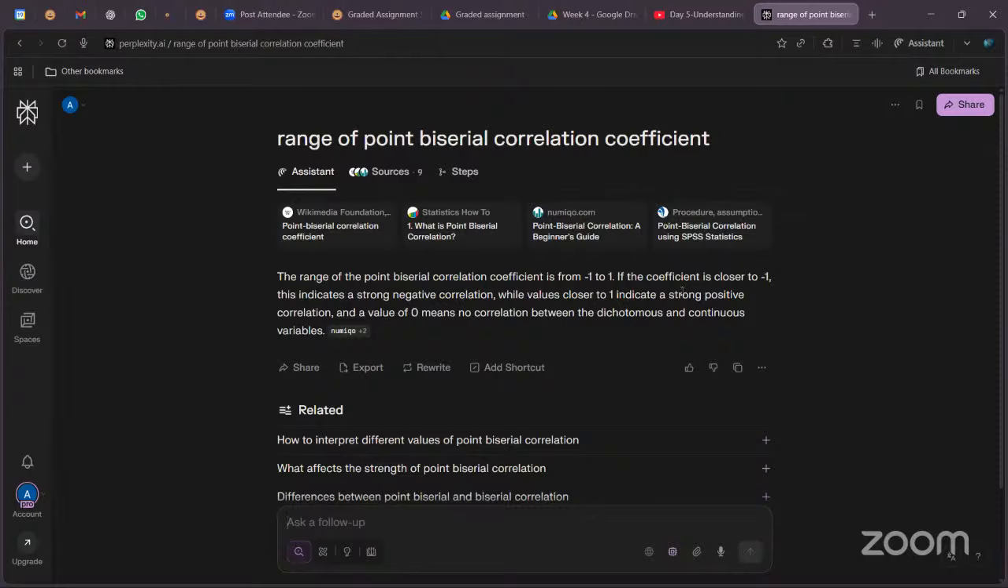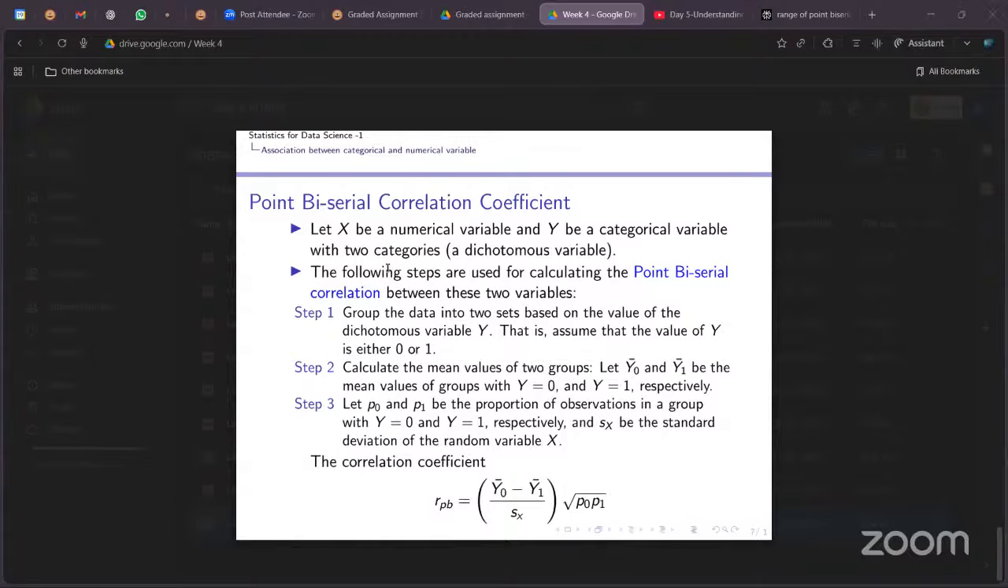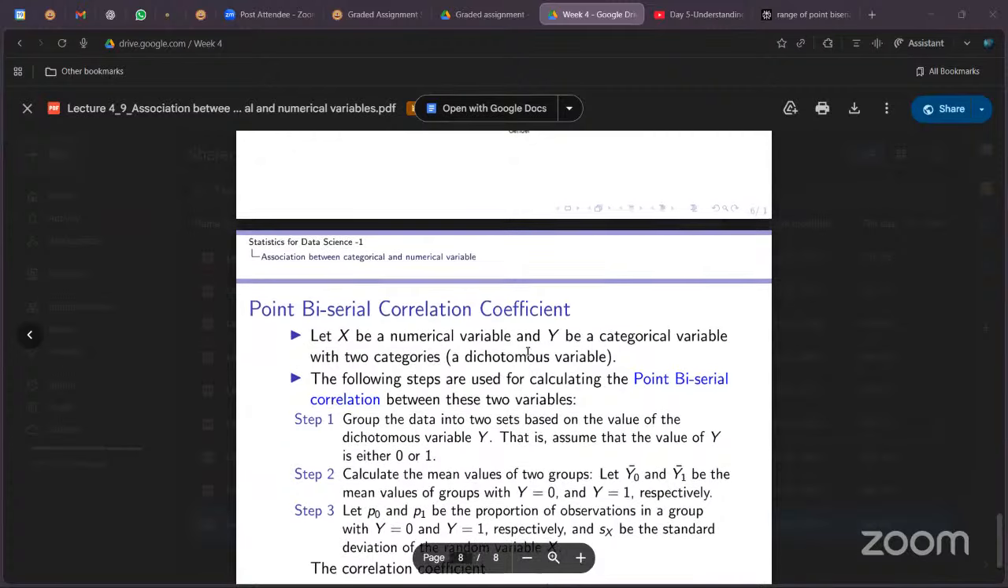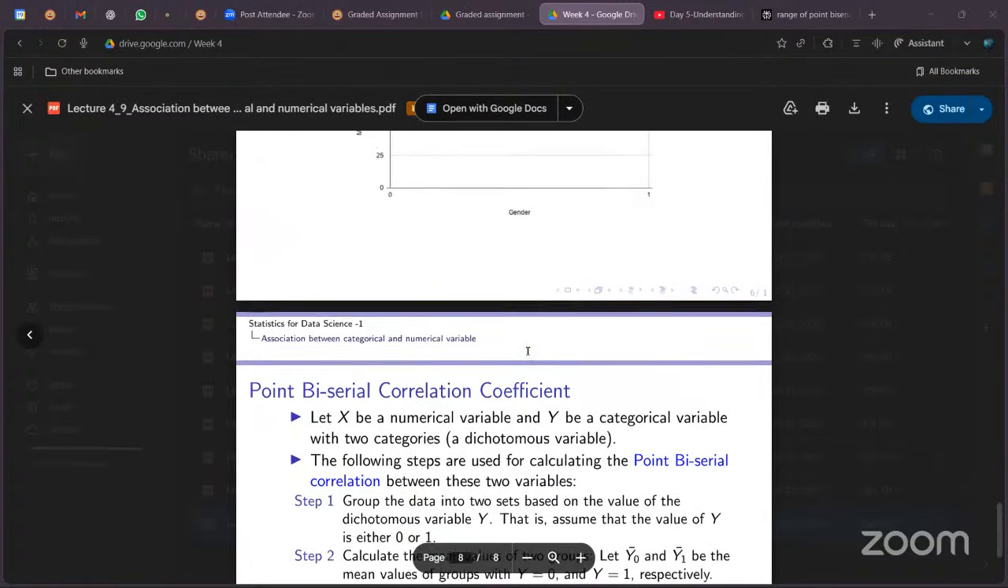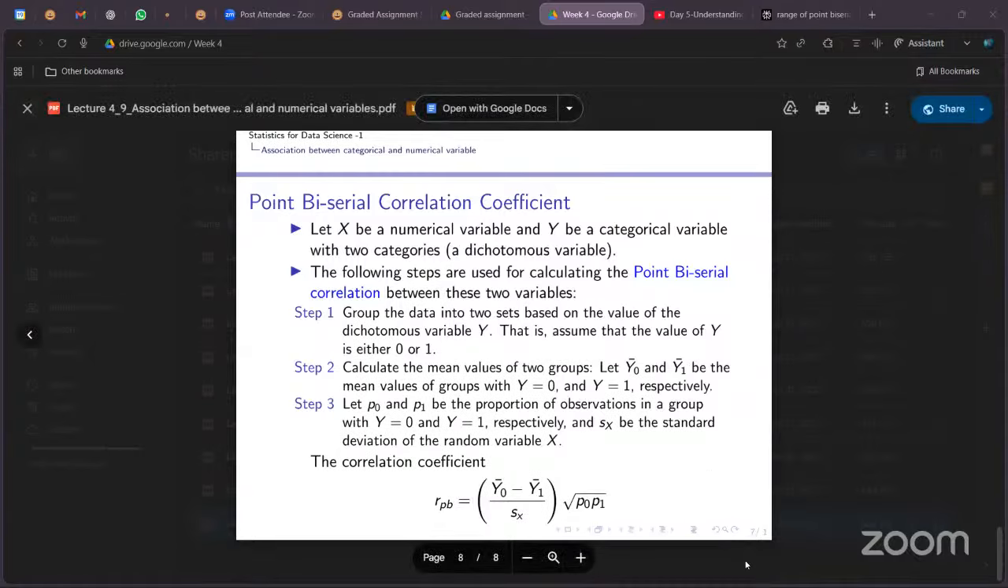Sir, can you go to the lecture slide? You just open it. Sir, can you scroll up? The formula is not visible for me. Sir, there is a message that says this meeting is being live streamed. Can you remove this message? Okay, let me see. Okay, sir, it is gone for me. Sir, can you go to the formula?